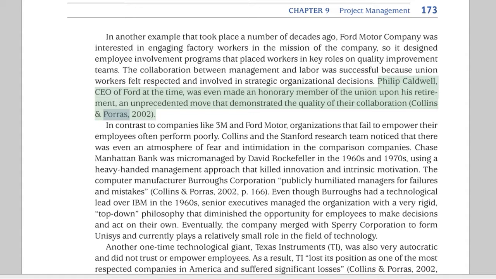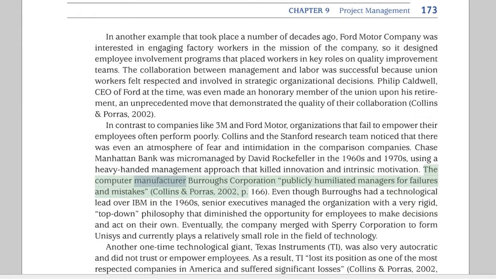Collins and Porras, 2002. In contrast to companies like 3M and Ford Motor, organizations that fail to empower their employees often perform poorly. Collins and the Stanford research team noticed that there was even an atmosphere of fear and intimidation in the comparison companies. Chase Manhattan Bank was micromanaged by David Rockefeller in the 1960s and 1970s, using a heavy-handed management approach that killed innovation and intrinsic motivation.